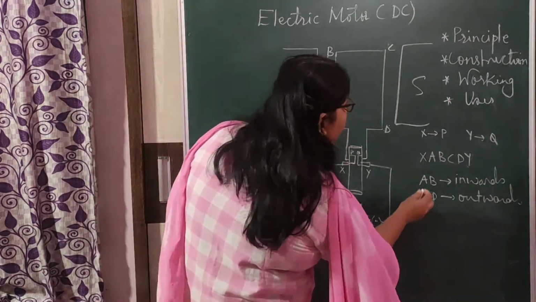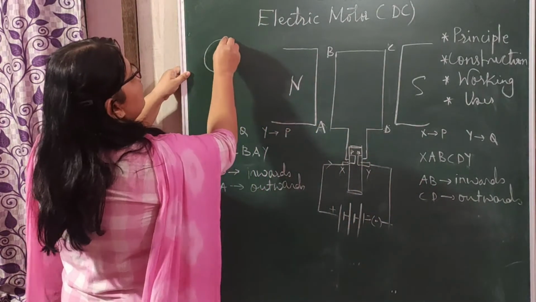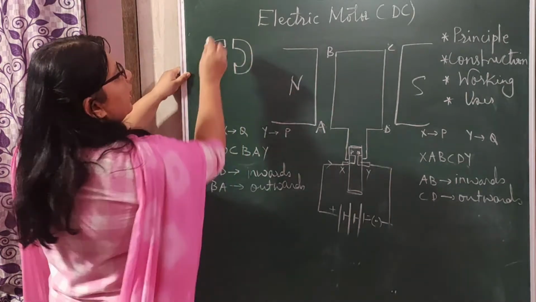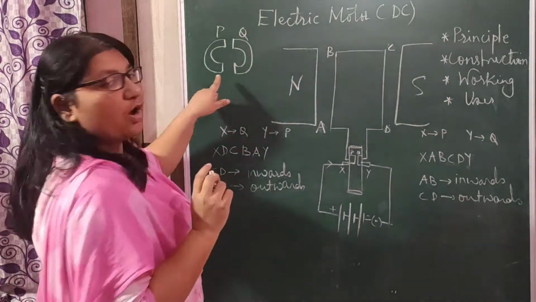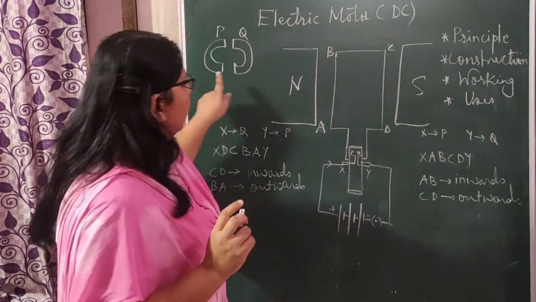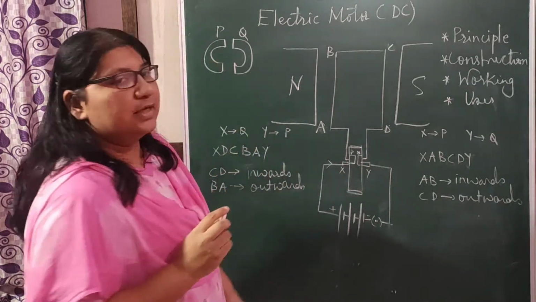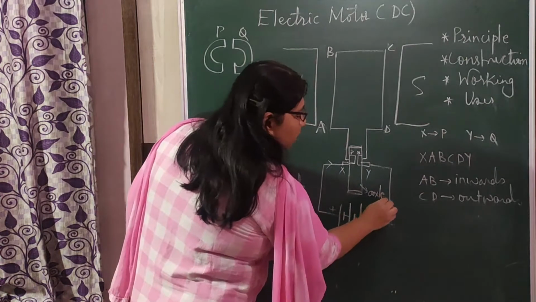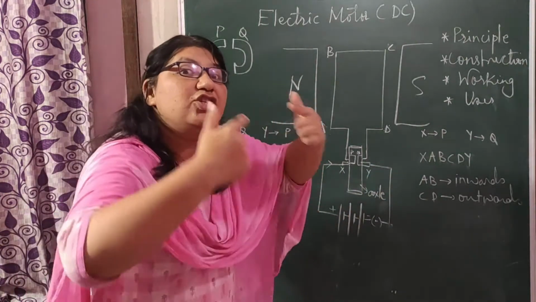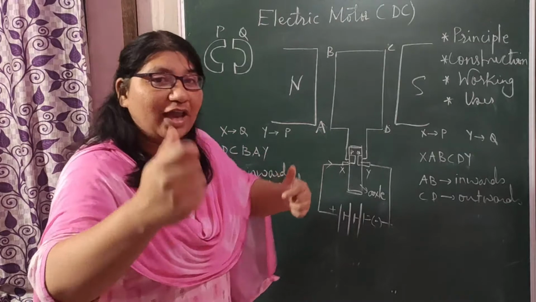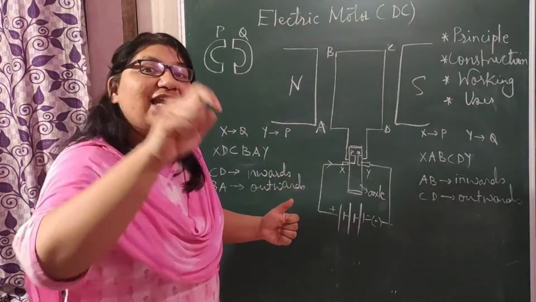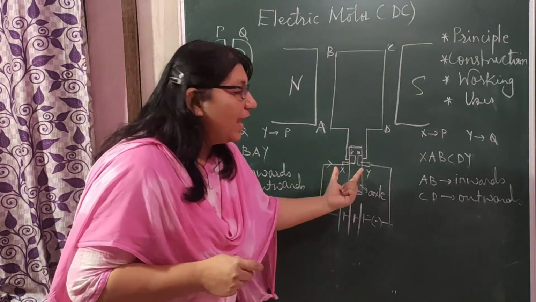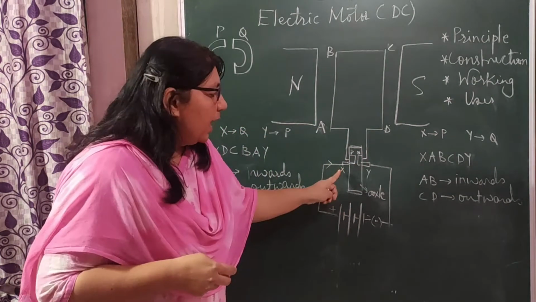I'll draw a split ring, a bigger one, this is how it's going to look. Okay. This is how it looks. So P, one section, Q, another section. That is mounted on an axle, the axle which is actually going to move and going to create a mechanical effect. So axle is there, split rings are there, then there are brushes, X and Y.